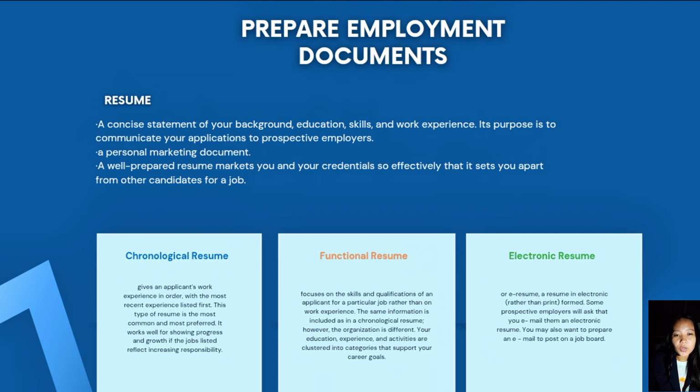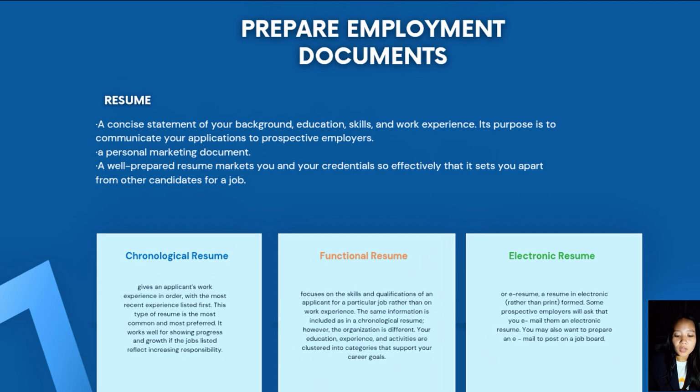So there are two most commonly used types of resume, chronological and functional resume. So when we say chronological, it gives an applicant's work experience in order with the most recent experience listed first. So in creating chronological resume, from the word itself, you need to list your work experience chronologically. This type of resume is the most common and most preferred. It works well for showing progress and growth if the jobs listed reflect increasing responsibility.